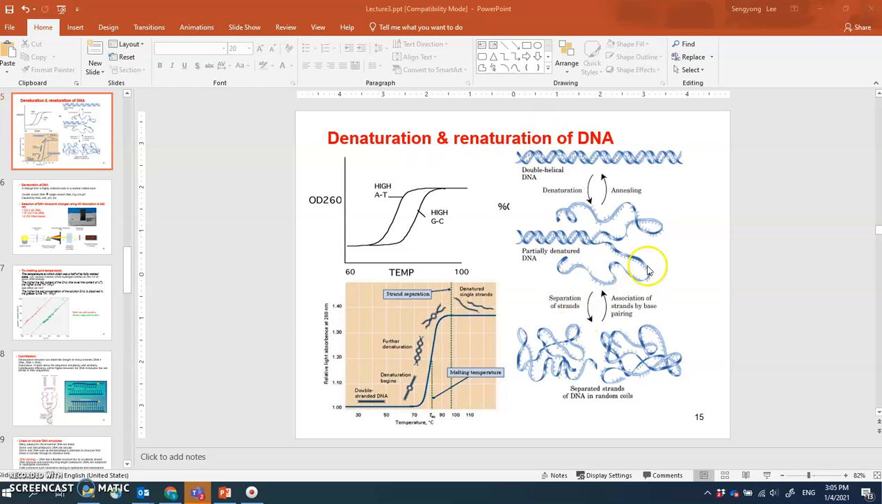Then how about reversing the process? Can you reverse this? Single-strand DNA becoming the double-strand form, is it possible? The answer is yes. If you remove heat and keep these two DNA strands in the same space, they can go back to double-strand form. We call that renaturation. So we can reverse this by removing the heat. Single-strand can become double-strand form.